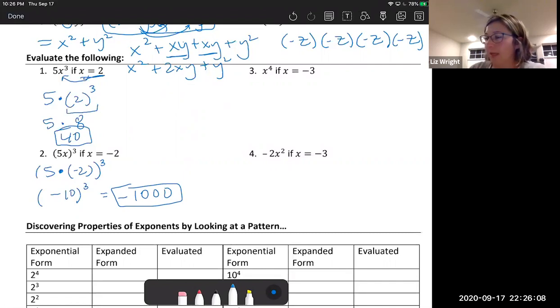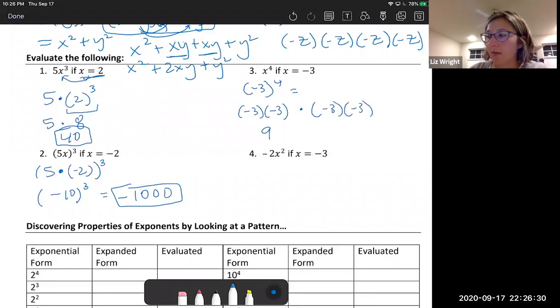All right, then our next one, number 3, we're going to be plugging in -3 and raising it to the 4th power. You can plug that into your calculator if you'd like, or you can think about, well, what's -3 times -3? We know how to do that, right? That's going to be 9. And then if you take another -3 times another -3, that's going to give you a +9, which is going to give you 81.